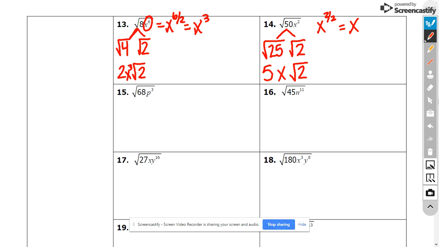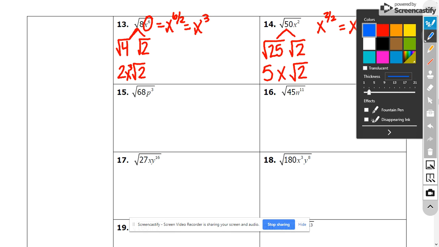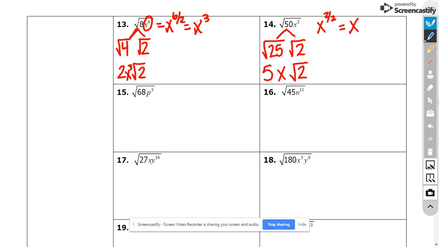All right, number 15. Notice that it is an odd. That means that you are going to have a leftover. So 68, we need to try to simplify. Well, I know that 68 breaks up into 4 and 17. 4 is a perfect square, so it works out. So I have 4, square root of 4 is 2. I'm going to leave a space, and I'm going to do square root of 17.